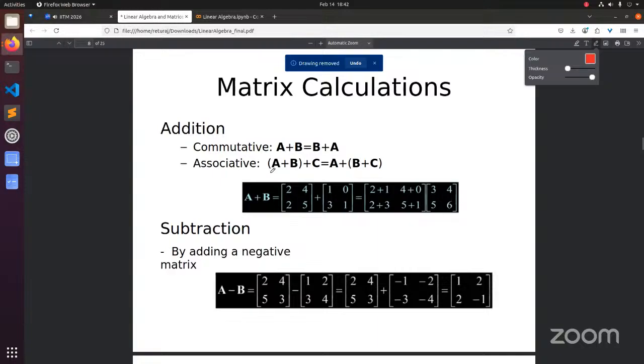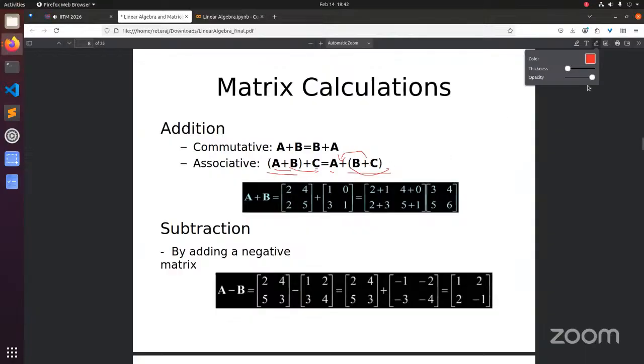And similarly, if you see A plus B plus C, you can also break it and write A plus, B plus C. This is called associative. So you do A plus B and then add C, or you can do B plus C and then add it to A. So all these are valid transformations, and the answer will remain the same. Everyone is able to see this thing, right?